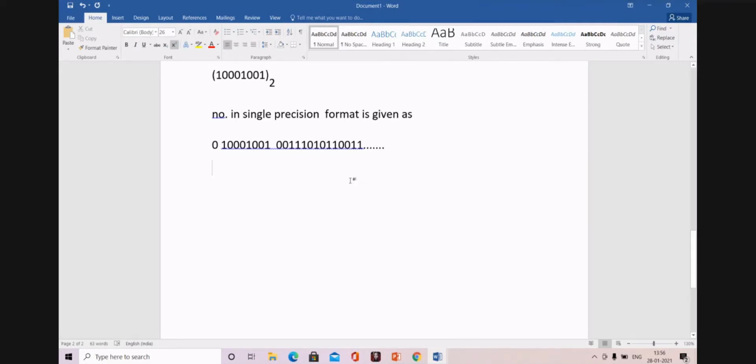Suppose I give you a question like this: represent 0.0625 with the base 10 in single and double precision format. So how will you convert? All right, how will you convert? The same steps. You try this one also, and you will get the answer.